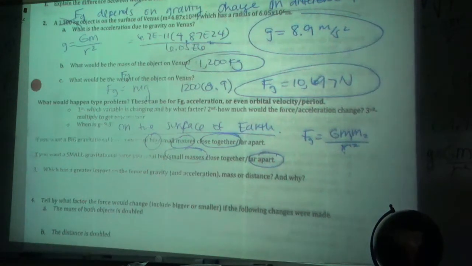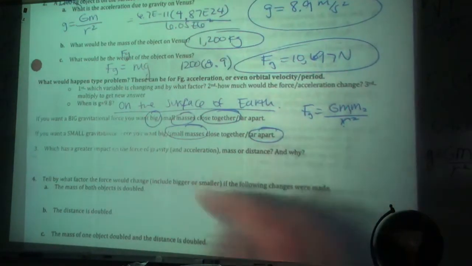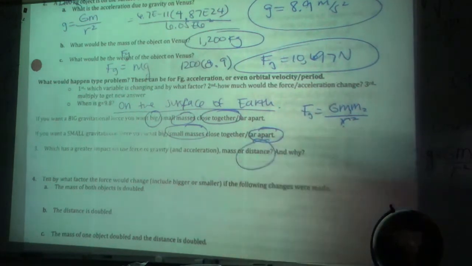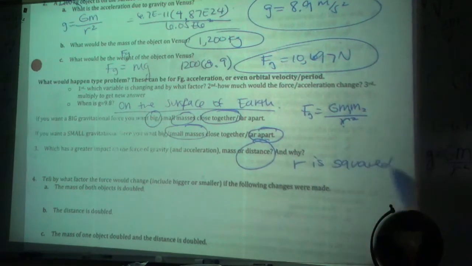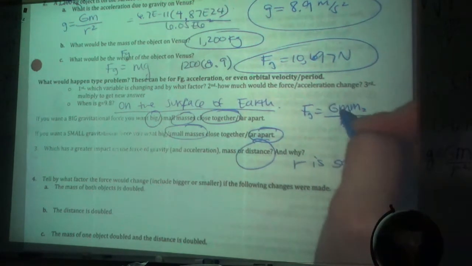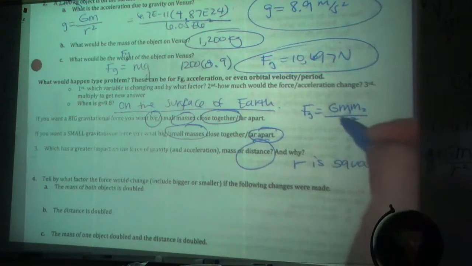Which has a greater impact on the force of gravity and acceleration, mass or distance? Distance, because the r is squared. If I were to triple the mass, that would be a factor of 3 times bigger. If I were to triple the radius, that would be a factor of 9 on the bottom. So it gets counted almost like twice.